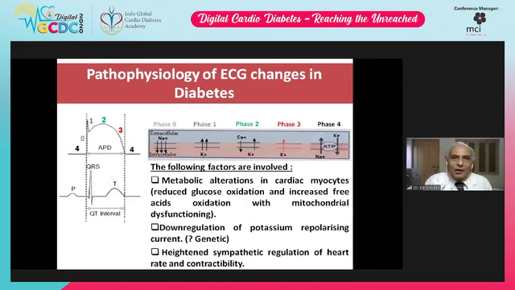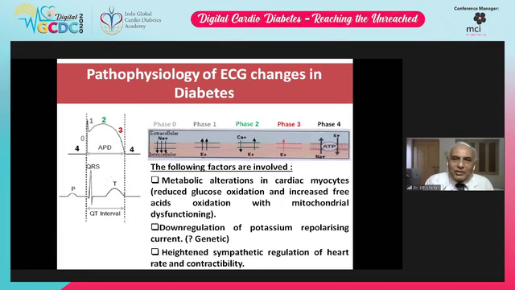This part, the pathophysiology of ECG changes in diabetes, in my opinion, is of paramount importance to be understood. There are a few factors responsible for that. There is alteration in the membranous part of the cardiac myocytes. The metabolic changes are responsible for the same, like reduced glucose oxidation and increased fatty acid oxidation with mitochondrial dysfunction. These changes over the myocytes lead to some sort of alteration in the myocardial membrane with down regulation of the potassium repolarization current, especially during phase 2 and phase 3.